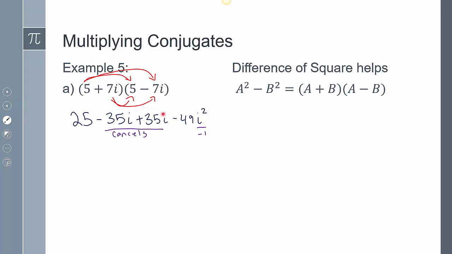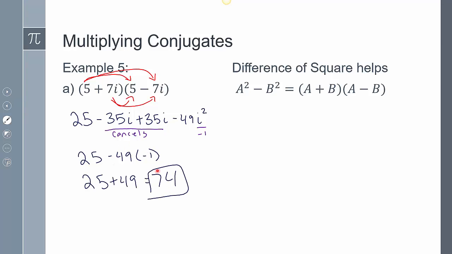First of all, this cancels out, and we know that i squared is going to be negative 1. Negative negative is a positive, and so I'm going to get 74. Where are my imaginary numbers? Well, they're gone. So whenever you multiply by a conjugate, when it comes to imaginary numbers, they disappear. Now in general, if you multiply by the conjugate of anything that's a square root, the square root value will disappear. So if we're considering i being the square root of negative 1, well, I don't have that anymore.